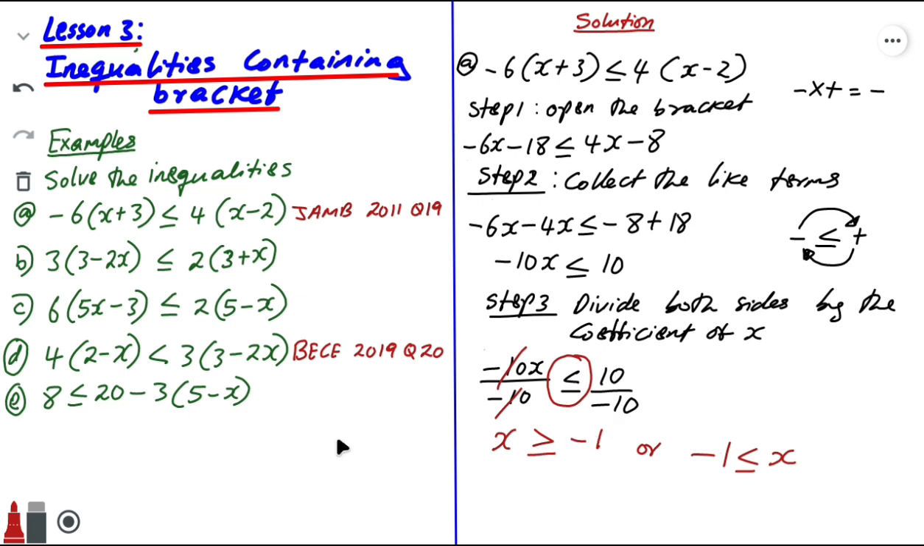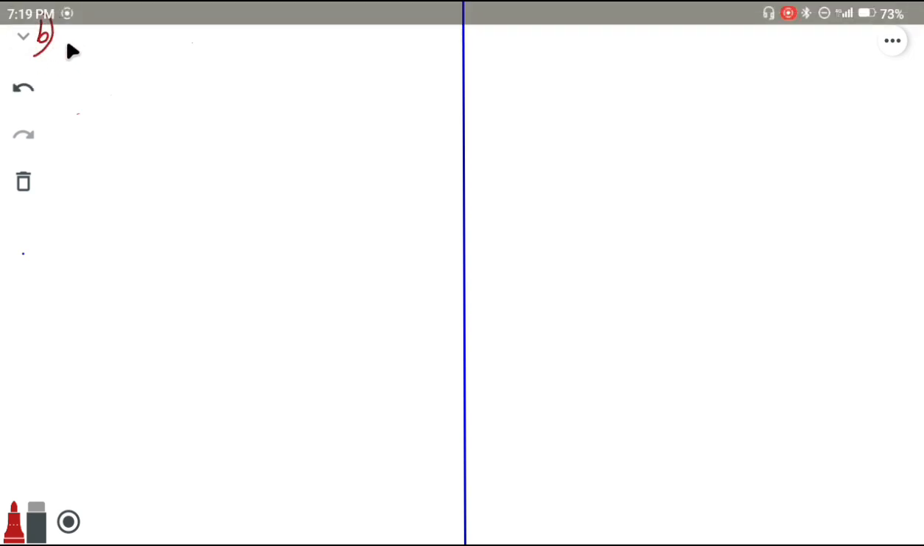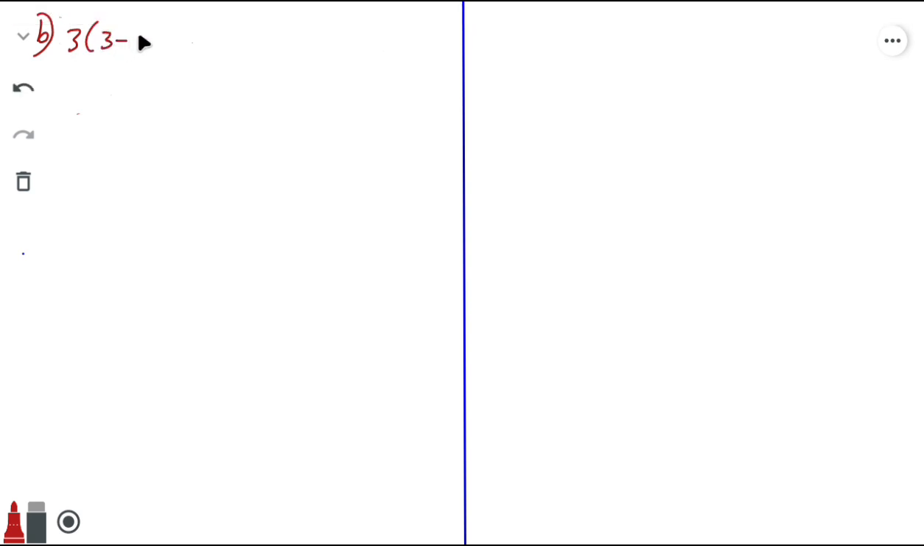So let's move to the next question. So let's consider the second question. The second question says we should solve this inequality 3, open bracket, 3 minus 2x, close bracket, less than or equals to 2, open bracket, 3 plus x, close the bracket.